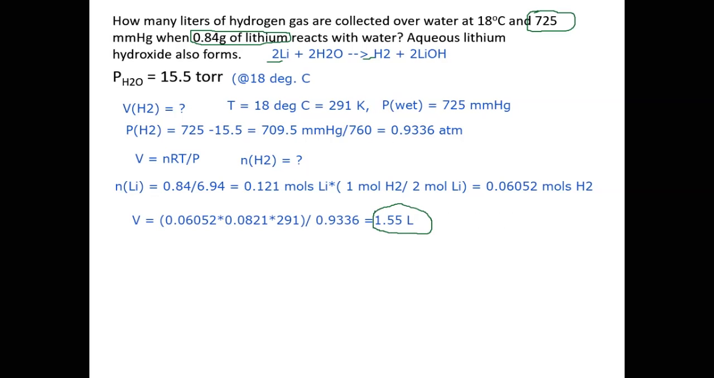Again, the important thing is to remember to subtract out the vapor pressure of water from the total pressure of the mixture. That way you only get the pressure of hydrogen gas. You need a few seconds to let that sink in.